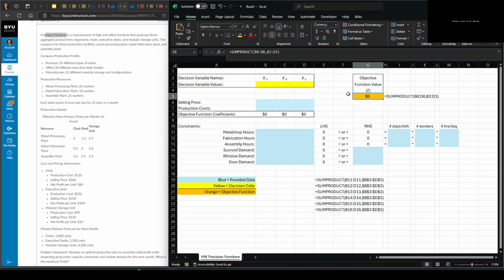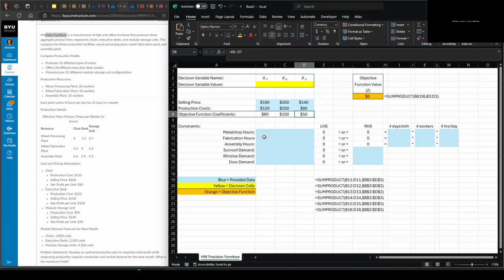We'll see if we can get a maximum profit. So let's start with the selling price and production costs for each one of these three products. Down here we have the production cost of the chair and the selling price of the chair. The selling price of the chair is $180. The production cost is $120. So that means the profit is going to be 60, net profit per unit. In terms of desks, the selling price is $350, the production cost is $250. For the modular storage unit, the selling price is $140, production cost is $90. So now we have our profits.